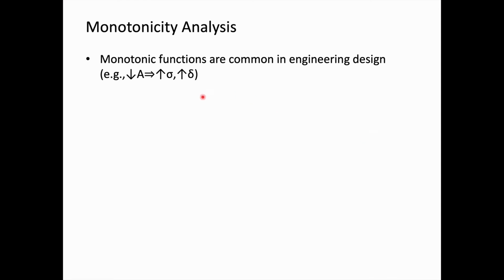We have cases like, say, if we're looking at a simple tensile stress sort of model, if we're reducing the area of a member that is subjected to tensile stress, that is going to monotonically increase stress. It's going to monotonically increase deflection. And monotonicity analysis can be thought of as a tool that can be used to assess boundedness.